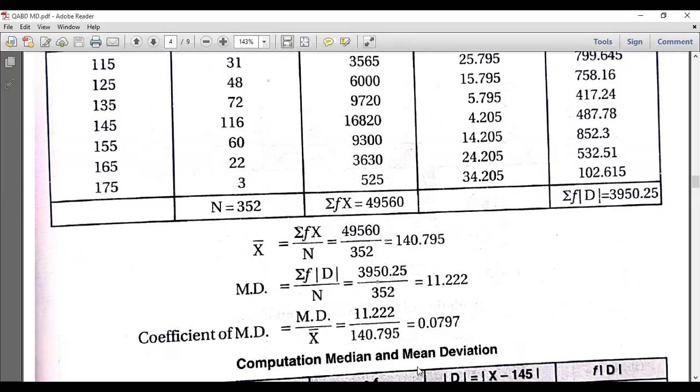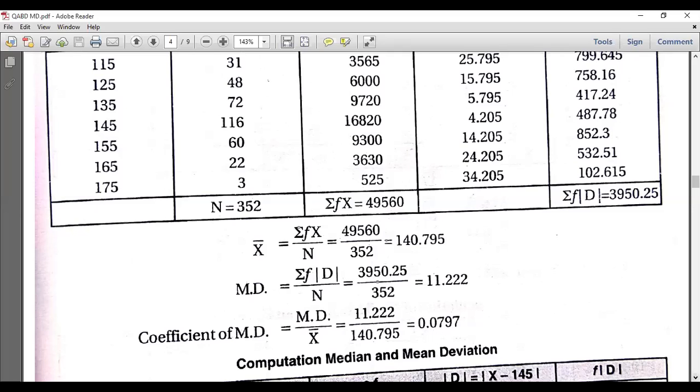Again, calculate coefficient of mean deviation. Mean deviation divided by mean. So we will get 11.22 divided by 140.79. 140.79 is the mean, 11.22 is the mean deviation. We'll get the coefficient of mean deviation is 0.079. So this is about mean.